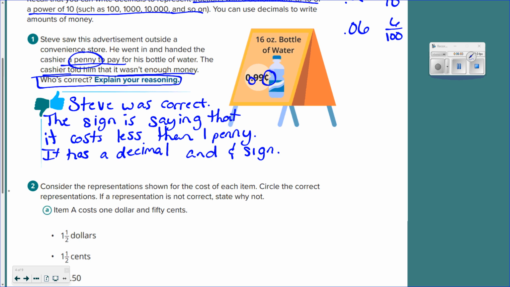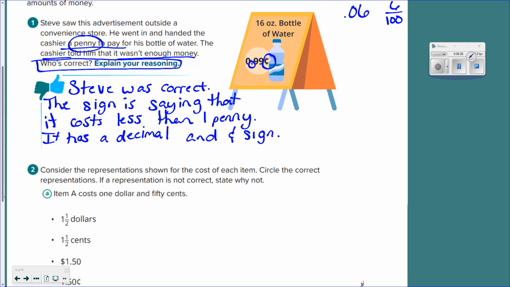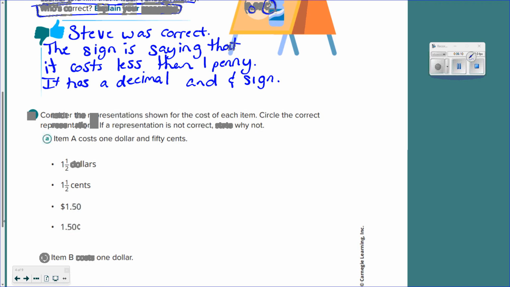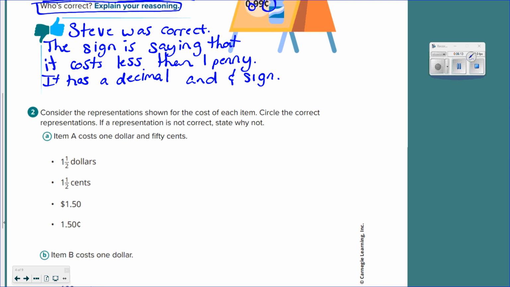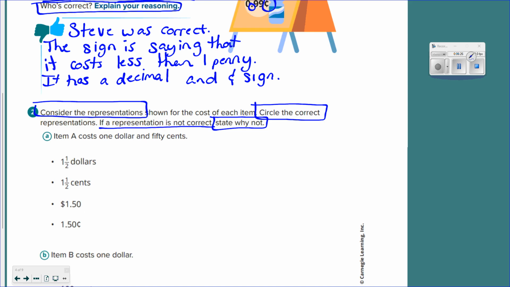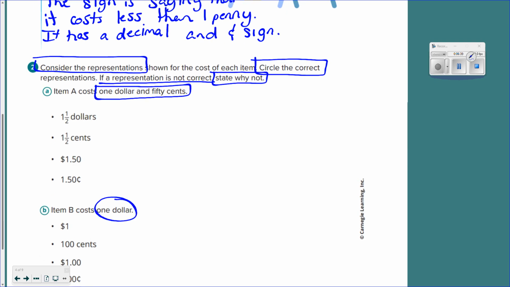All right, we are going to go on to number 2. Consider the representation shown for the cost of each item. So you're looking at the representations and you're going to circle the ones that are correct. And if it is not correct, you're going to state why. So for A, we're looking at representations of $1.50. Which ones represent that? Circle it. If it doesn't, tell me why. And B, you're looking for representations of $1. Circle the ones that show me that. If it doesn't, tell me why. Any questions? All right, you have about 2 minutes to do number 2. Go for it.